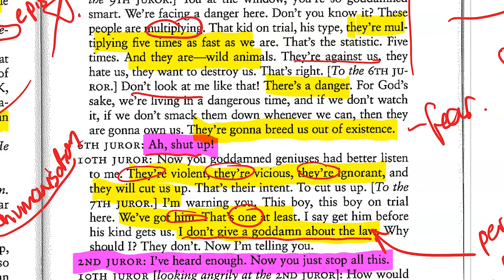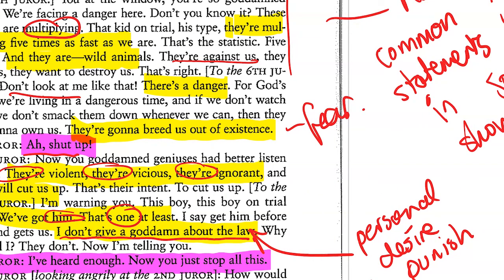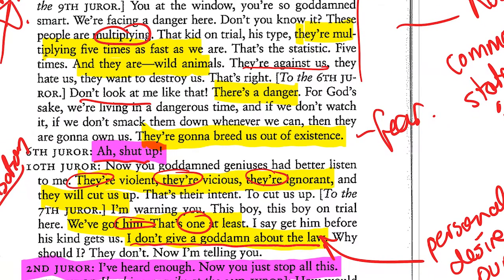I don't give a goddamn about the law. You can see that personal desire to punish, the personal persecution of the defendant who represents the entire group.